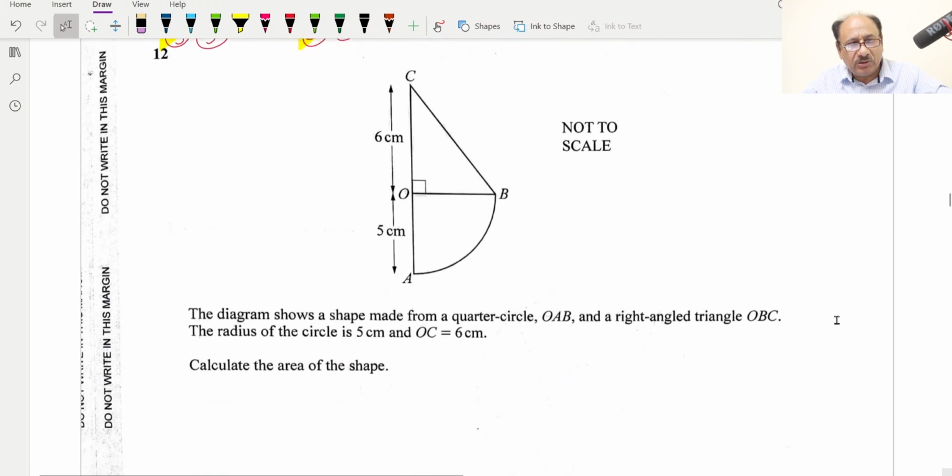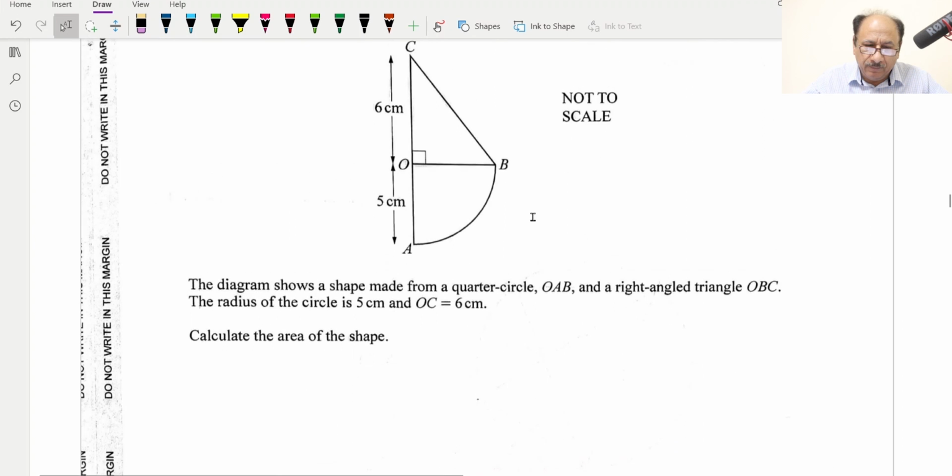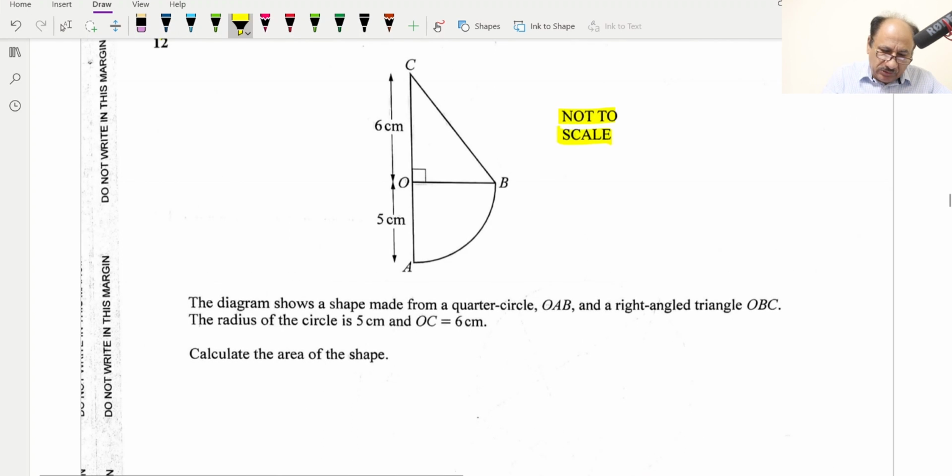Now next question, question number 12, says the diagram is not to scale, and the diagram shows a shape made from a quarter circle and a right angled triangle OBC. So the right angled triangle is this one. They have shown the right angle also. The radius of the circle is 5, so this side is 5, and this side is also 5 centimeters. So the triangle's base we can take as 5 centimeters.